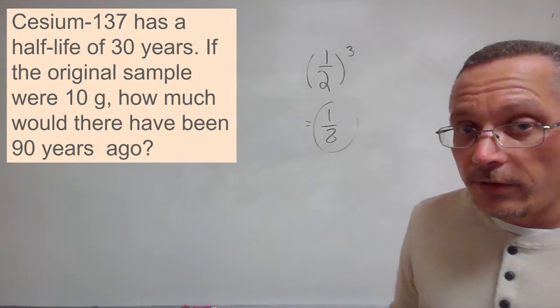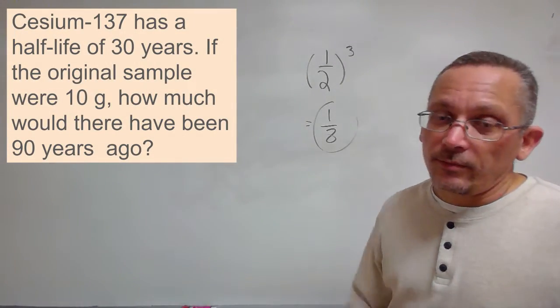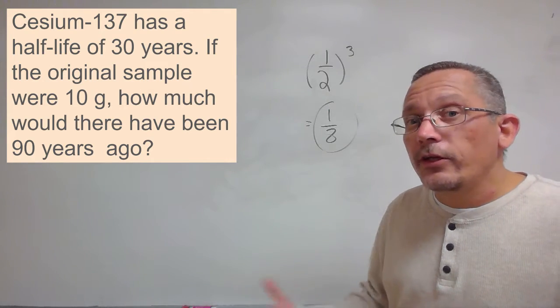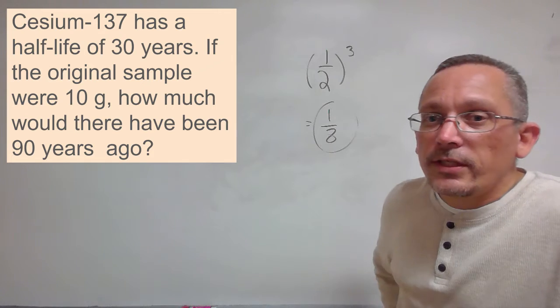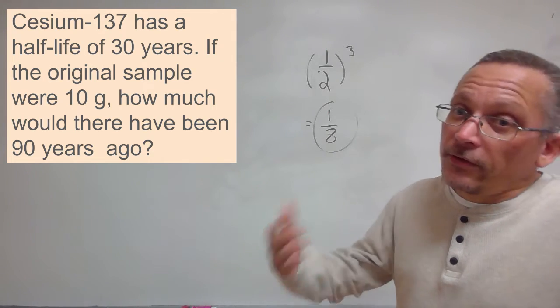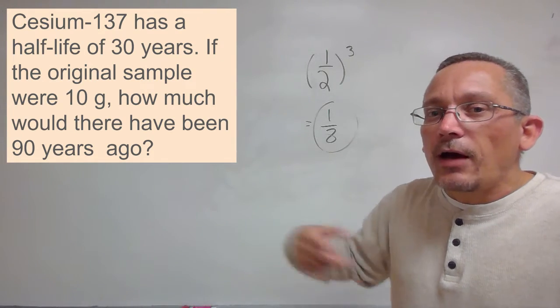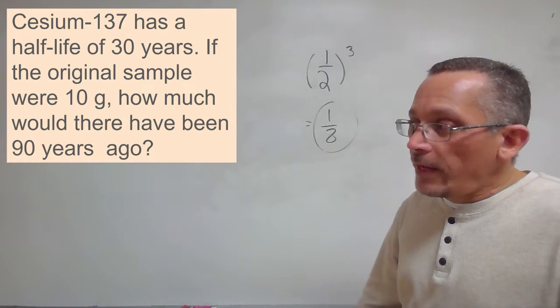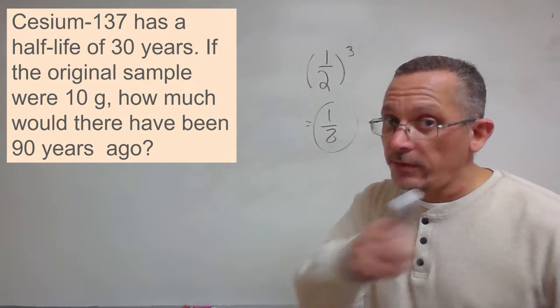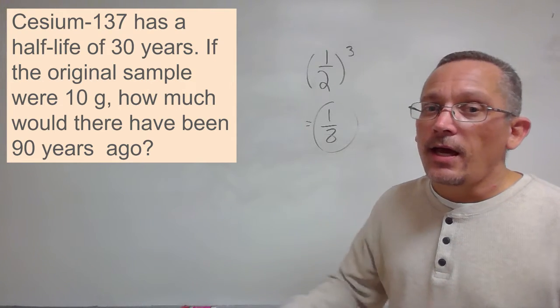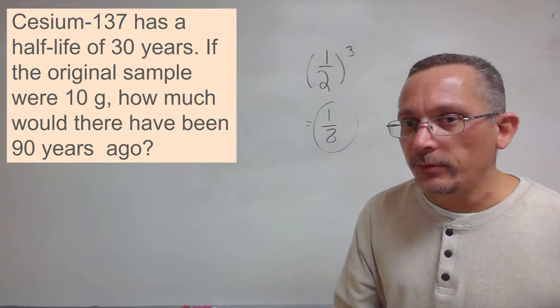Here is another variation on that same kind of problem. This is what I call a how many grams did there used to be problem, right? So cesium-137 has a half-life of 30 years. The original sample was 10 grams. How many grams would there have been 90 years ago, right? So in the past. So if they're asking you about the past, this is a how many grams did there used to be problem, right?